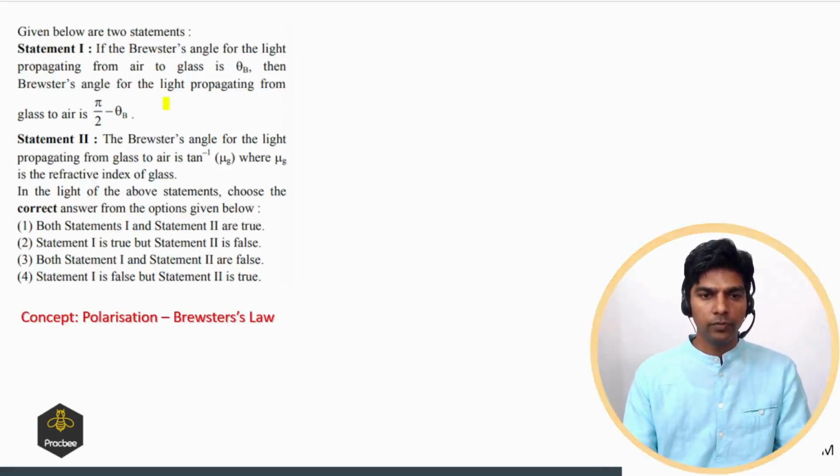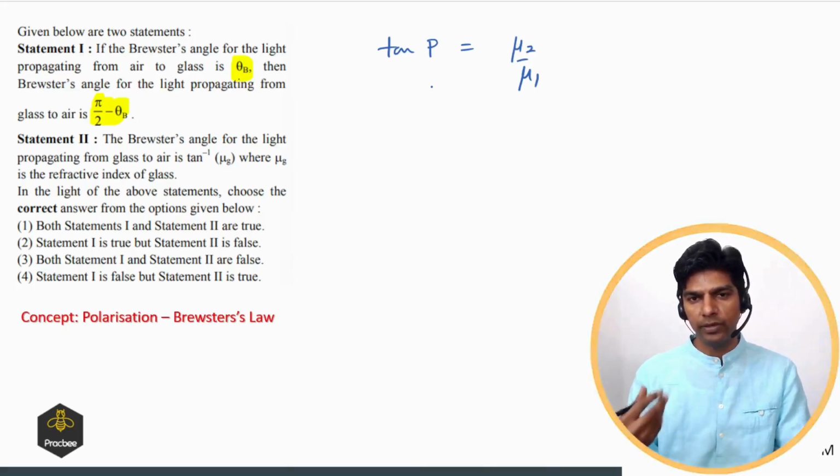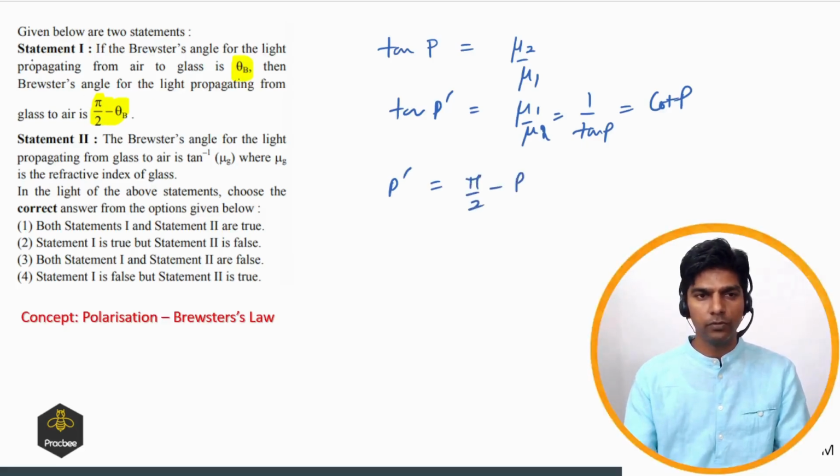Now let us see one more question based on Brewster's law. Statement 1: if the Brewster's angle for a light propagating from air to glass is theta b, then the Brewster angle for the light propagating from glass to air is pi by 2 minus theta b. Let us see. Tan of the polarizing angle will be mu 2 by mu 1, right? And suppose the light is going from medium 2 to medium 1, then tan of the polarizing angle will be mu 1 by mu 2, which is 1 by tan p, or you can say cot p. So p prime will be pi by 2 minus p. So statement 1 is correct.